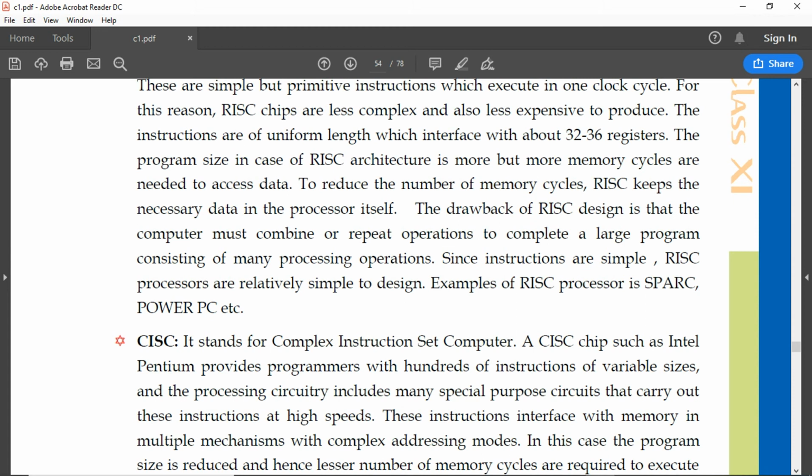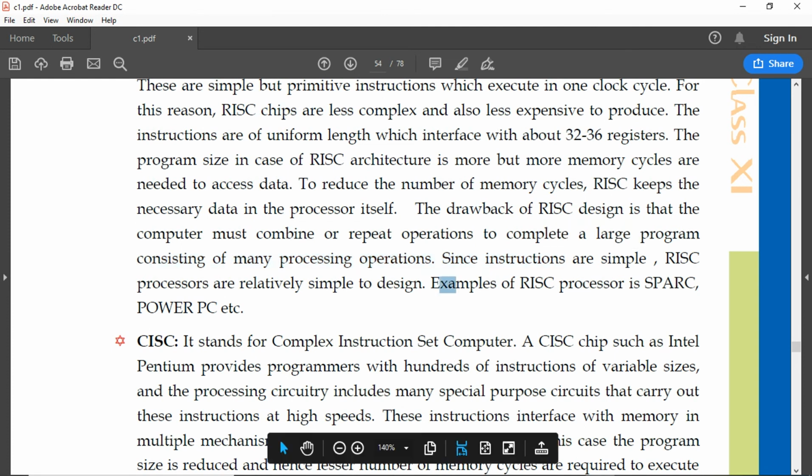The program size in case of RISC architecture is more, but more memory cycles are needed to access data. To reduce the number of memory cycles, RISC keeps the necessary data in the processor itself. The drawback of RISC design is that the computer must combine or repeat operations to complete a large program consisting of many processing operations. Since instructions are simple, RISC processors are relatively simple to design. Examples of RISC processors are SPARC, PowerPC, etc.